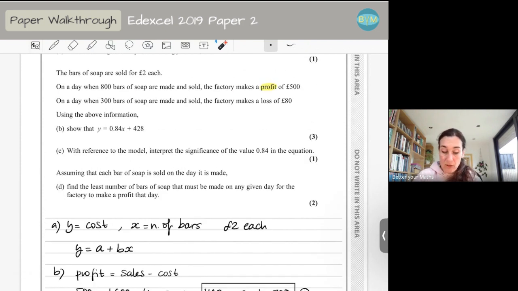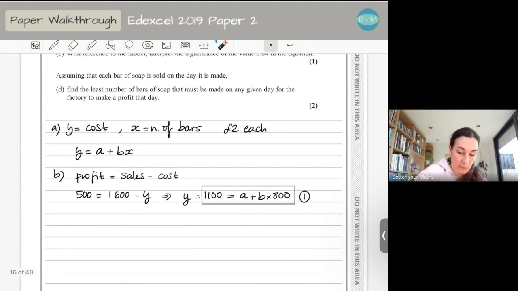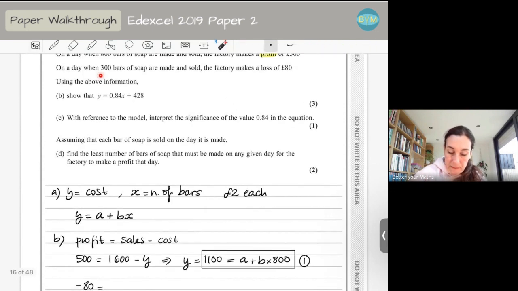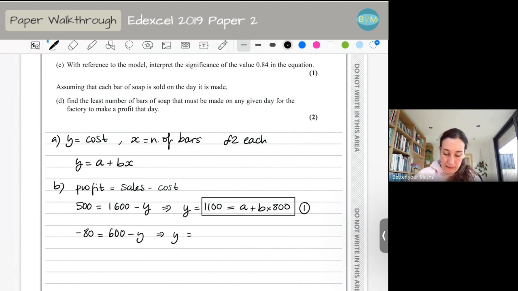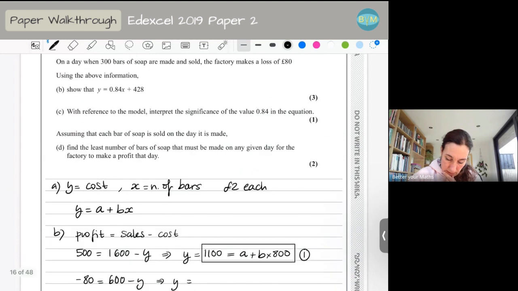So let's do the same with this one. The profit in this case is a loss, but we can say that the profit is minus 80. The sales: I have 300 bars, £2 each is 600, so they make 600 minus y, which means that y is minus. No, I'm doing it wrong.